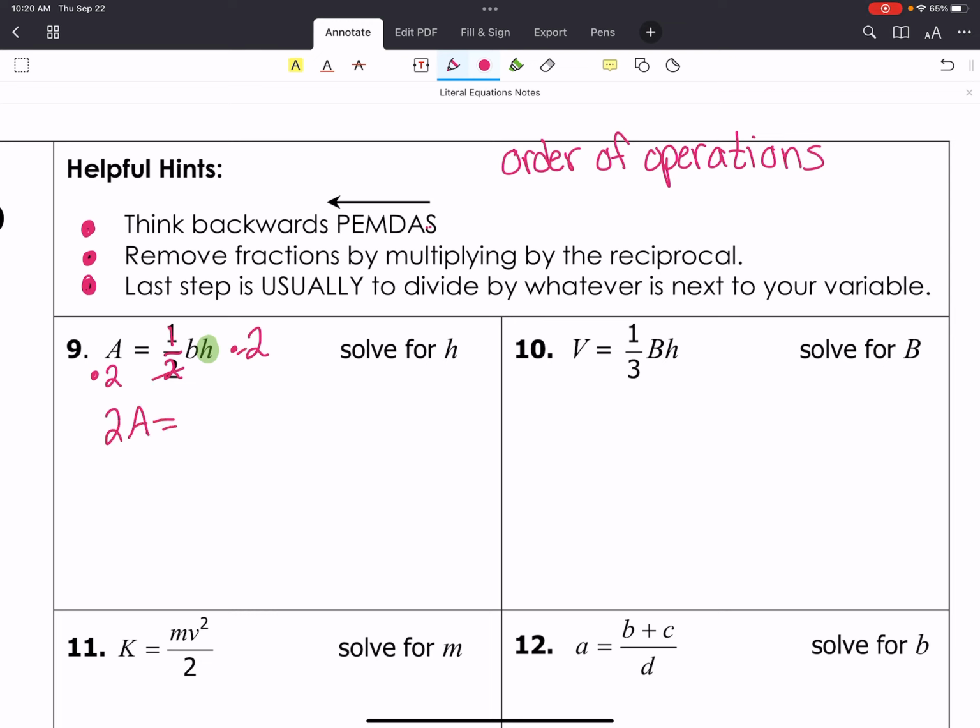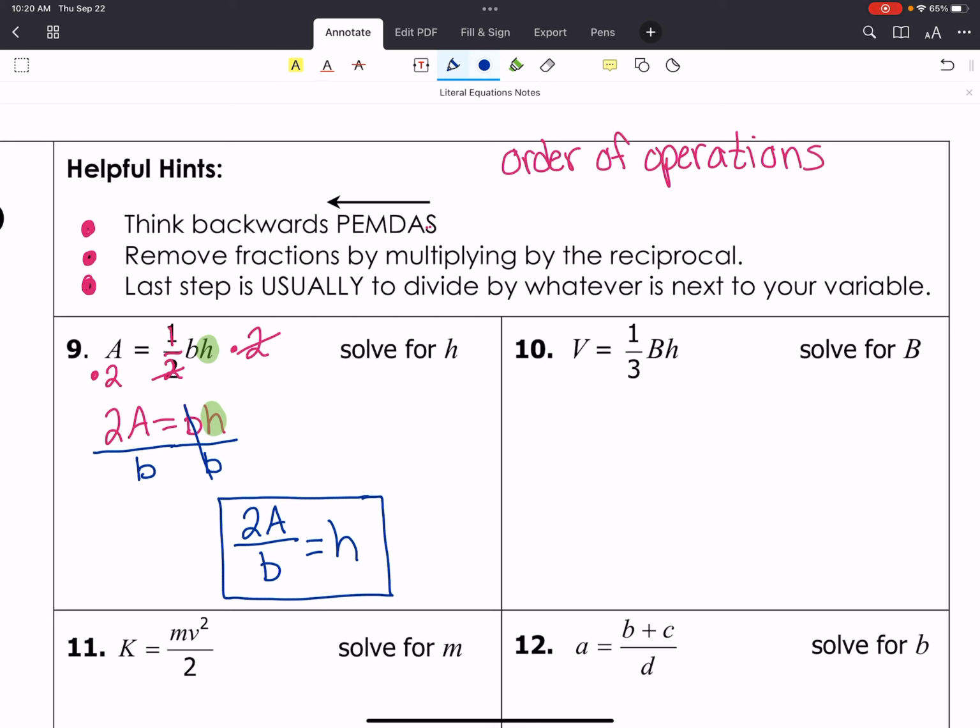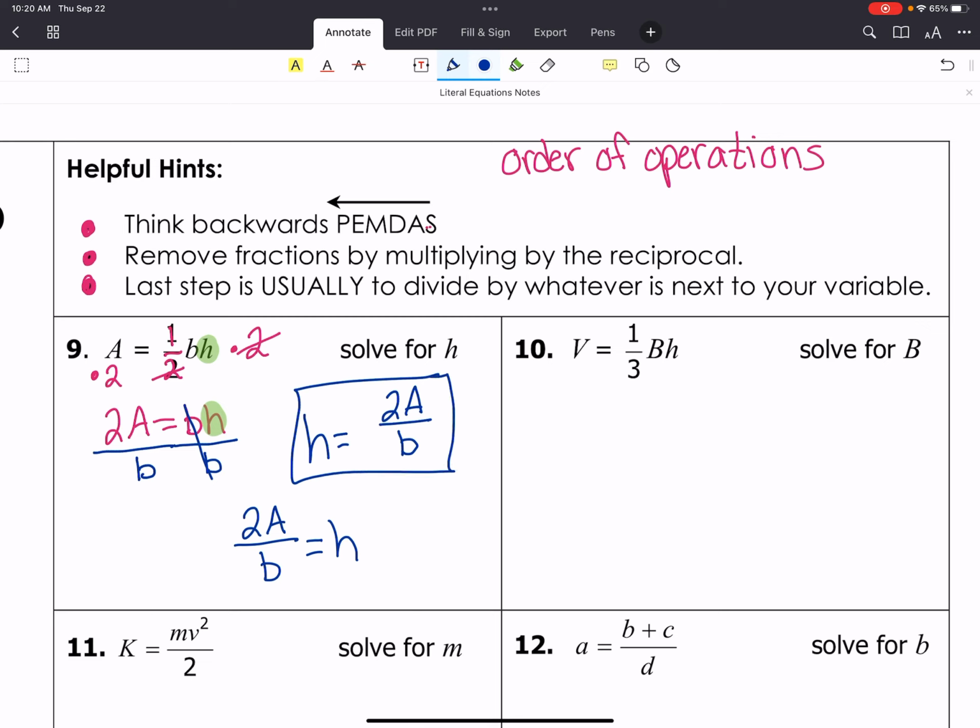So that gives me 2a equals, here the 1/2 and the 2 cancel, BH. I'm almost there. I've almost got the h by itself, but I have a second step I have to do, which is going to be divide both sides by b, because this is being multiplied right now, so I need to divide it. So 2a over b equals h. And again, we could rewrite that for h equals 2a over b. Matter of fact, let me go ahead and do that since that's what we're used to doing. And we have solved this for h. The h is all by itself.